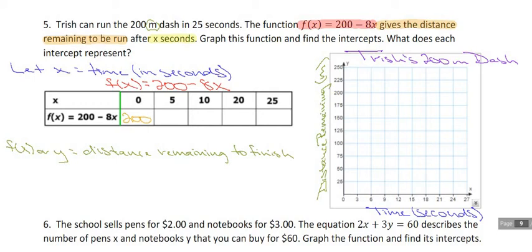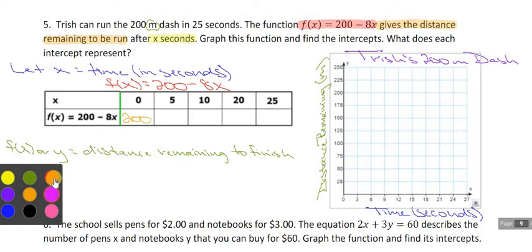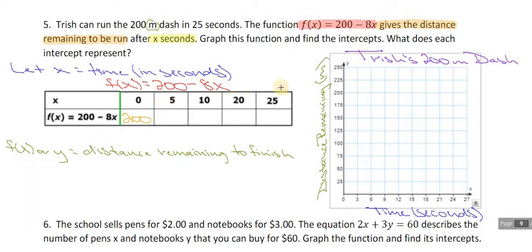When x is 5, you can do all this as side work. If you want to make a different table, I don't care. We're plugging 5 in for x. So we're literally doing 200 minus 8 times 5. Well, 8 times 5 is 40. 200 minus 40 is 160. If you type this into your calculator exactly as is, you're going to get the correct answer. So this gives us 160 when x was 5.